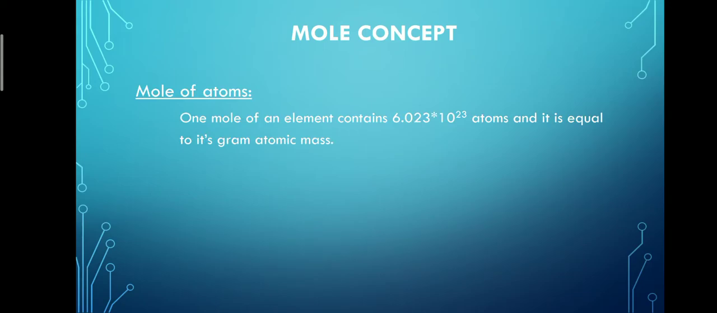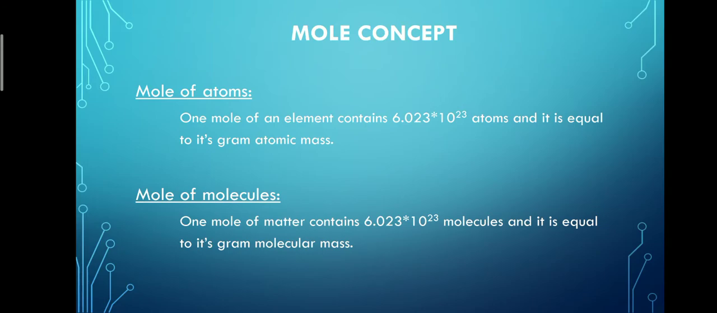If we say 1 mole of atoms, it means 6.023 × 10^23 atoms are present in it, and it is equal to its gram atomic mass. And if we say 1 mole of molecules, we are saying that it contains 6.023 × 10^23 molecules.